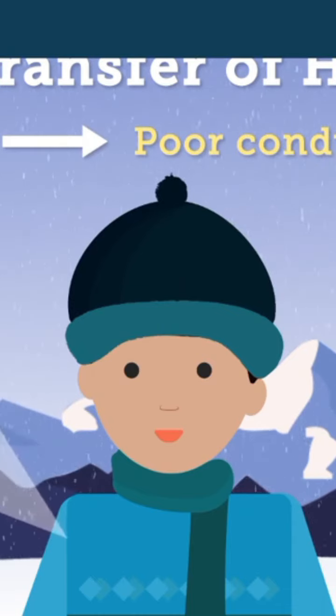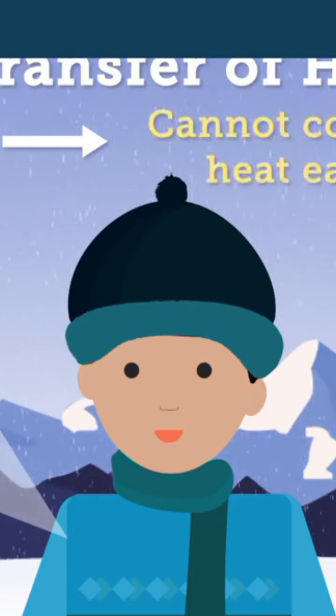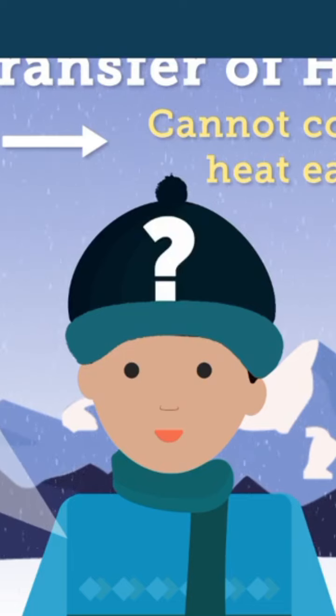The air trapped inside the wool prevents the flow of heat from our body, and as a result, we feel warm. In this case, the wool prevents the transfer of heat to keep our body warm. It means the wool cannot conduct heat easily. Now, can you think of any other example of conduction?